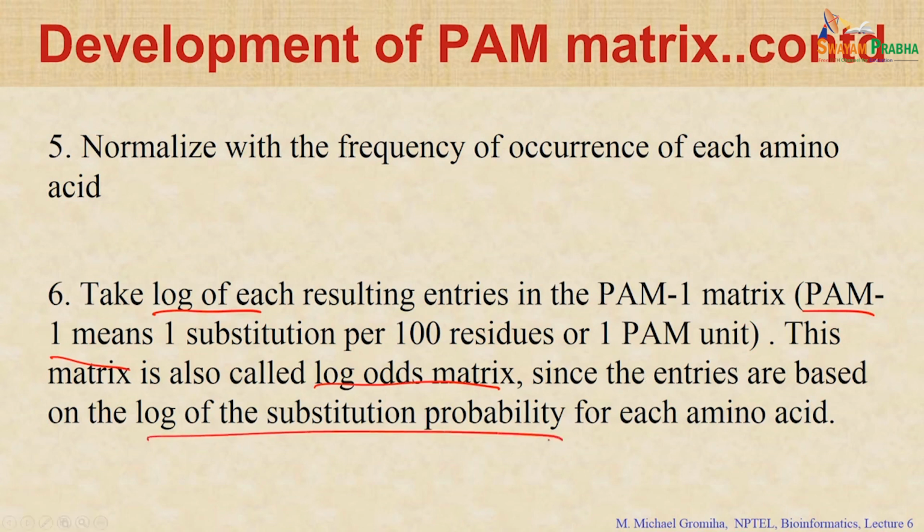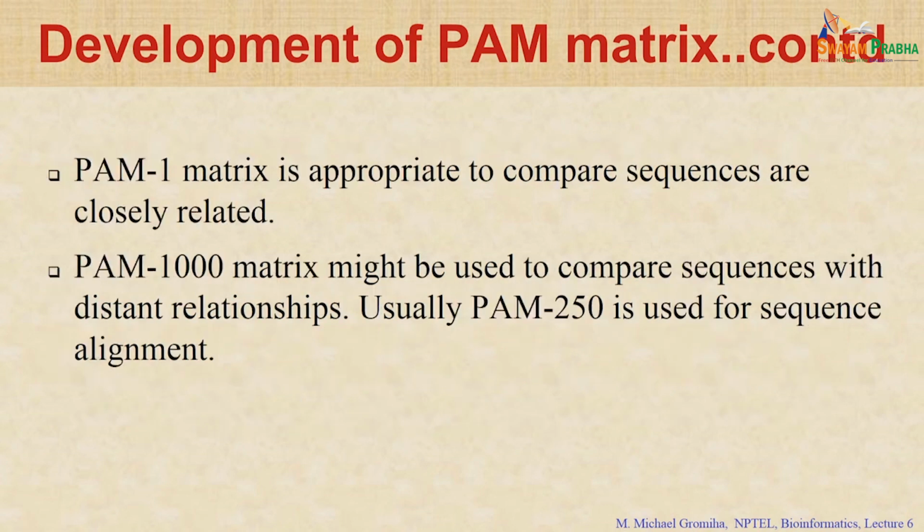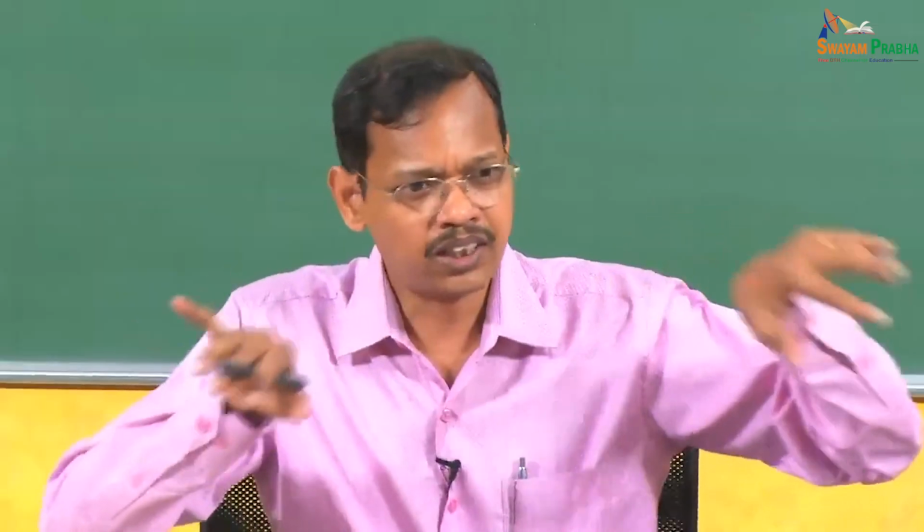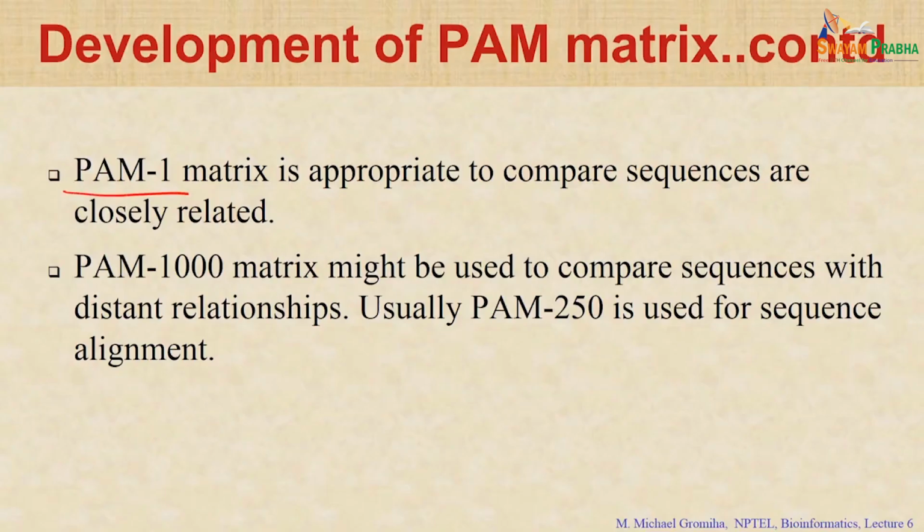Then let us see how we derive the PAM matrix. I will show an example, right, and we will derive the matrix. For example, if we have 10 sequences, we align the different sequences, and then see what the different mutations are and how we account for these mutations to construct the PAM matrix. So, essentially if you take PAM 1, this compares sequences which are closely related, that means they take highly homologous sequences, and if you take PAM 1000, this is mainly for distant relationships.